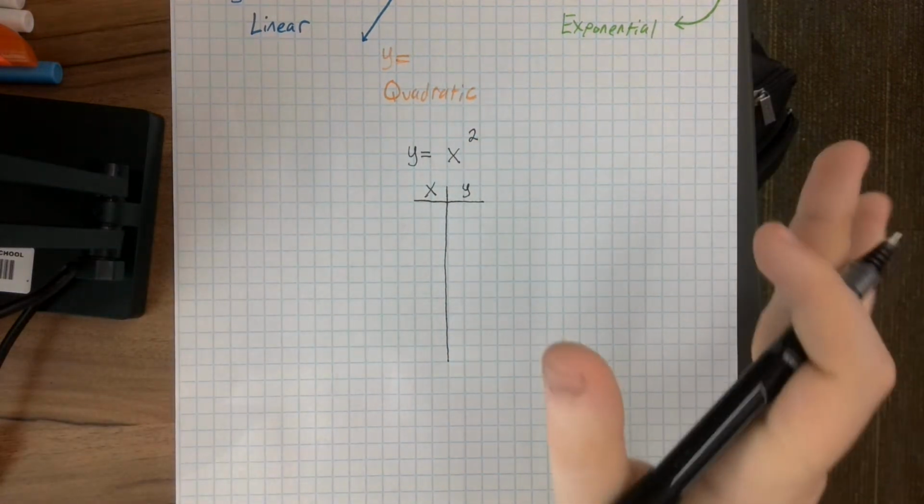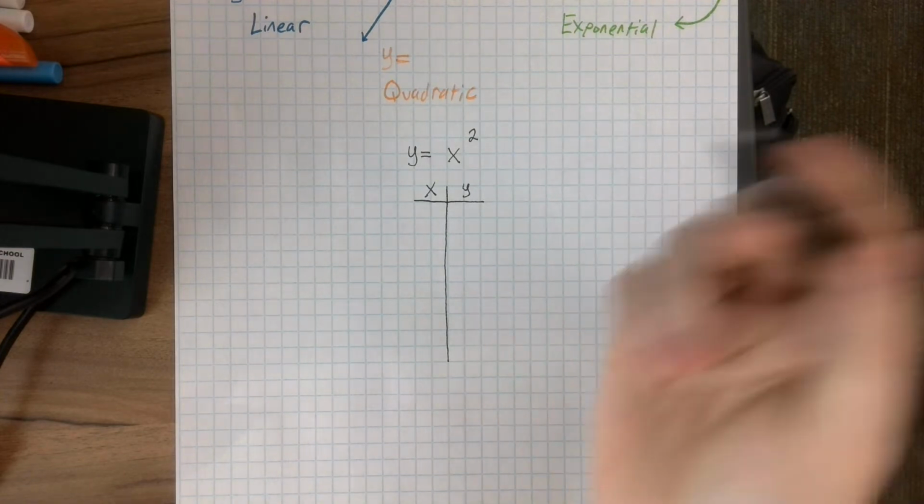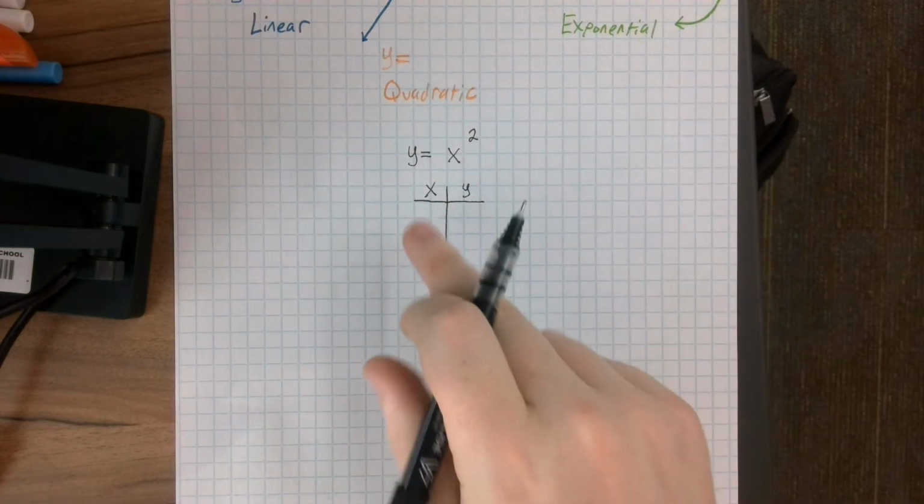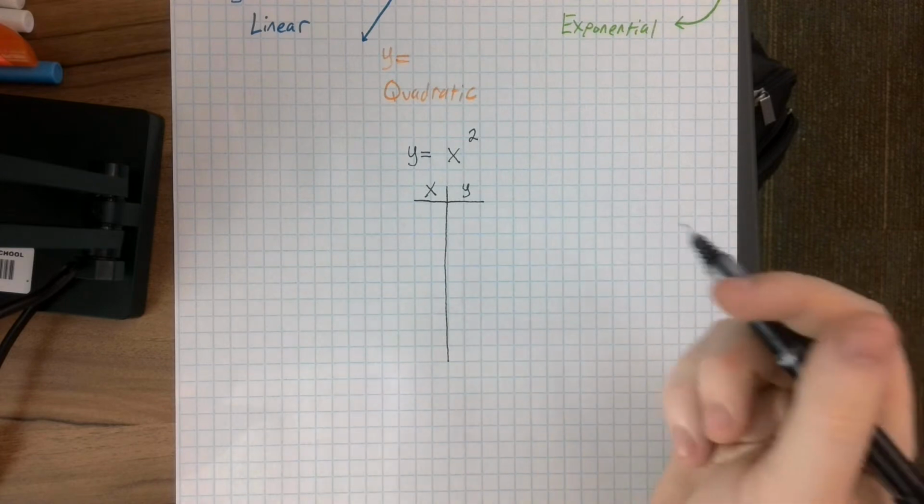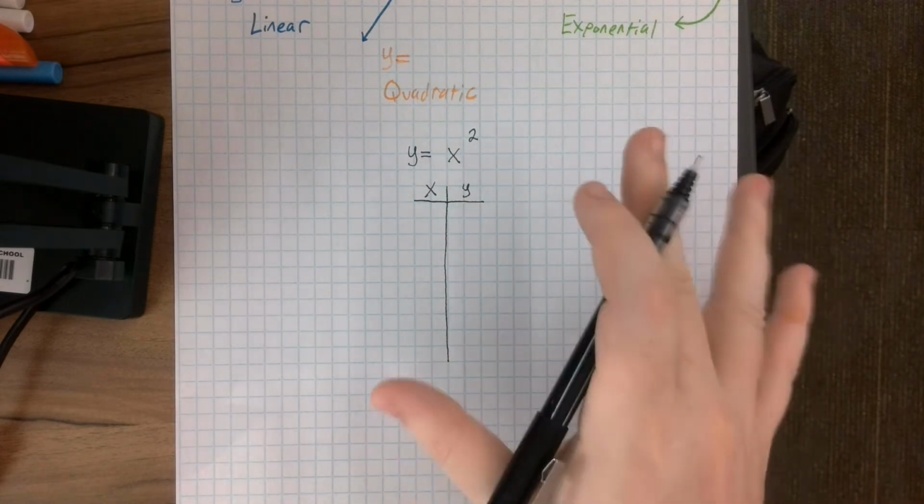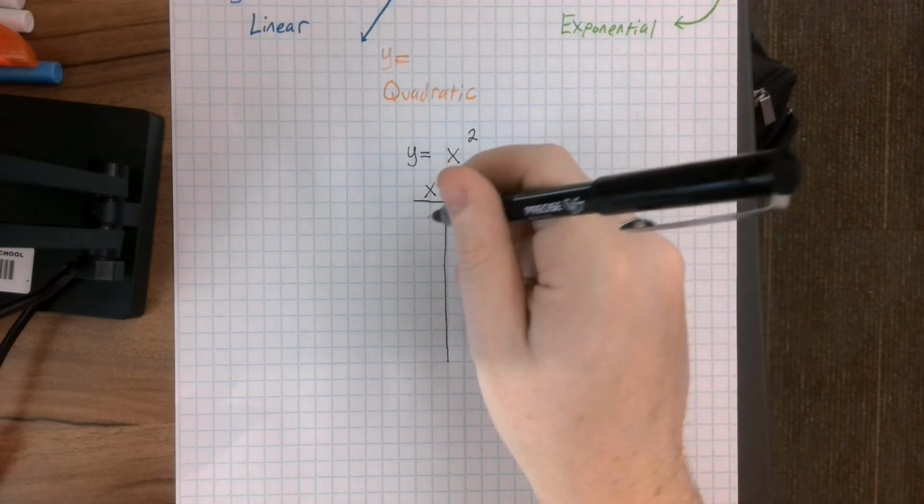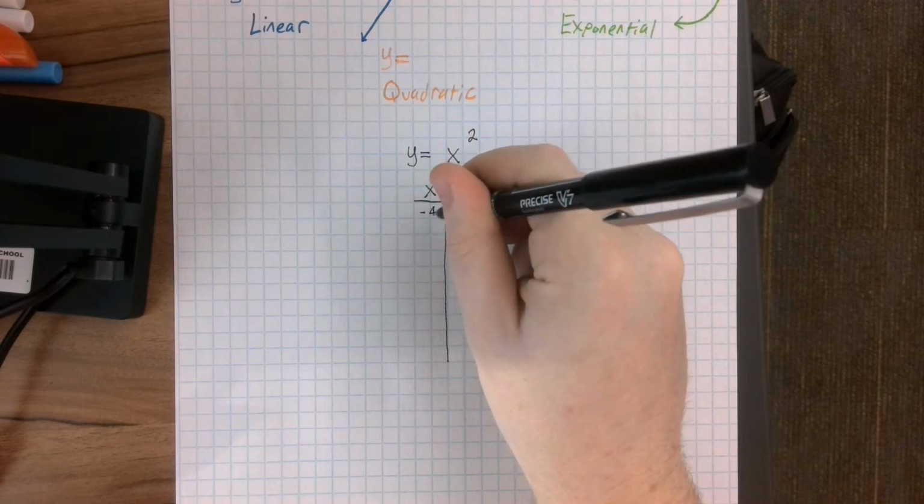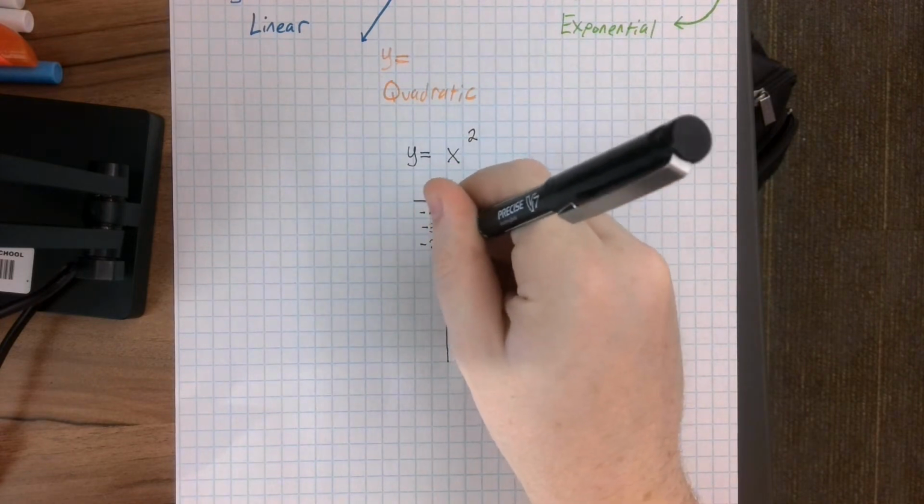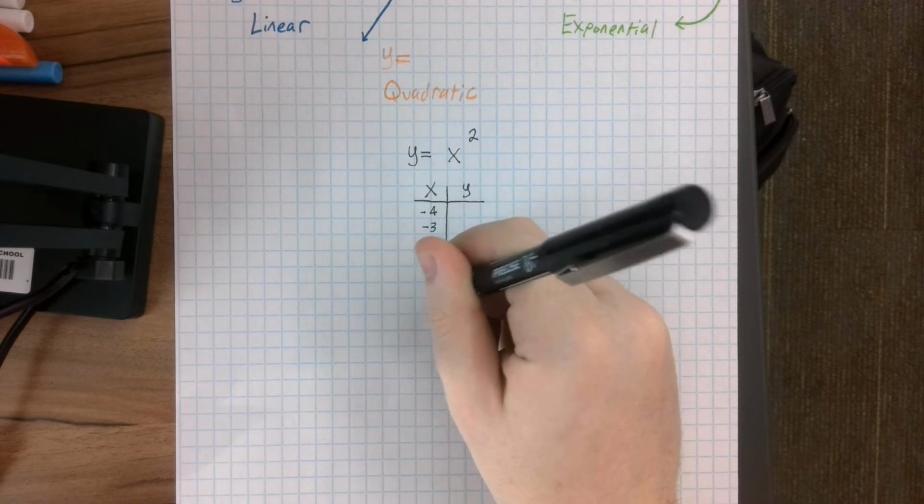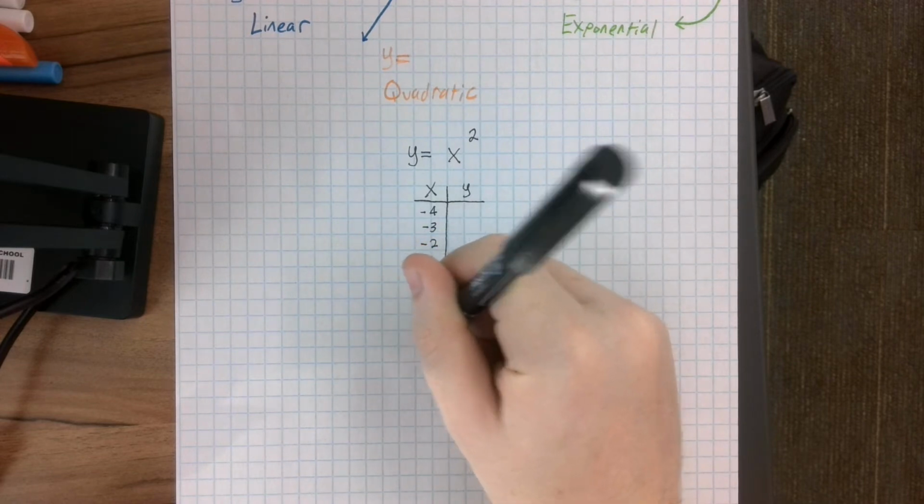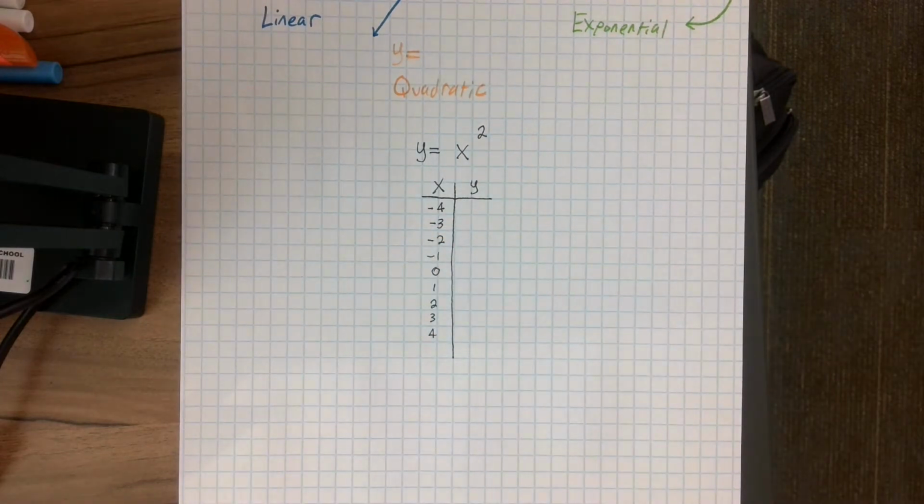So here's what I want us to do for today. I want us to use 9 inputs and get 9 outputs. 9 dots seems like enough to see what a graph is going to look like. The 9 inputs I'd like us to use are -4, -3, -2, -1, 0, 1, 2, 3, and 4. So let's talk about how to do this.